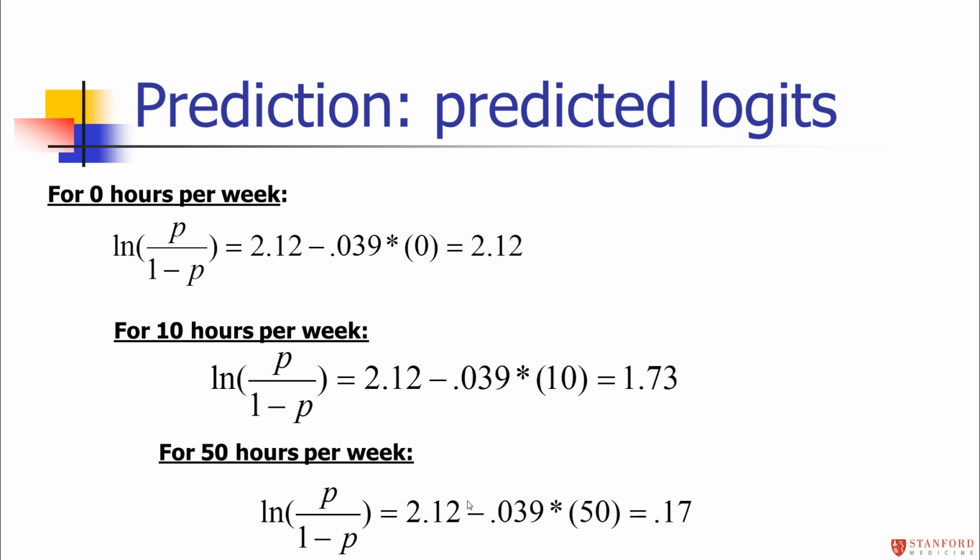As I mentioned, most of us don't think in logits, so in a minute we're going to do something with that number to make it more interpretable. But if you did 10 hours per week of homework, you could plug in 10. The predicted logit there is 1.73. If you did 50 hours per week, the predicted logit is 0.17. So the more homework you do, the more the logit goes down.